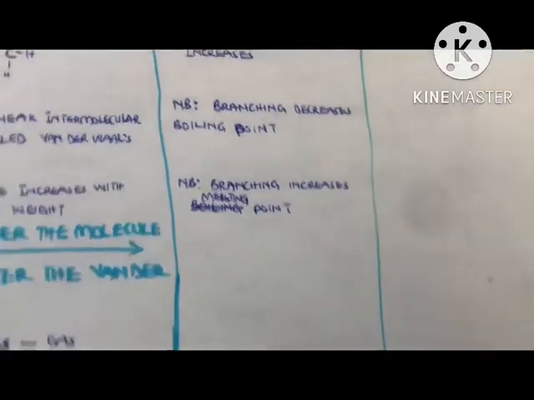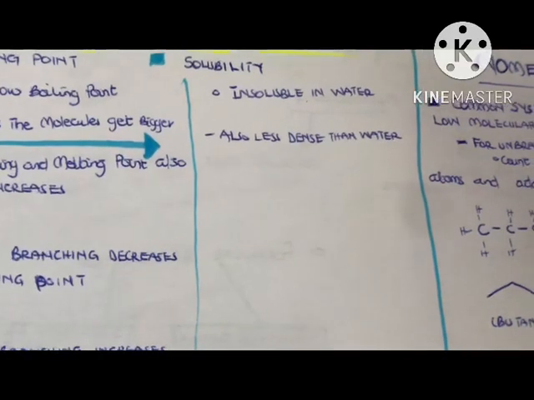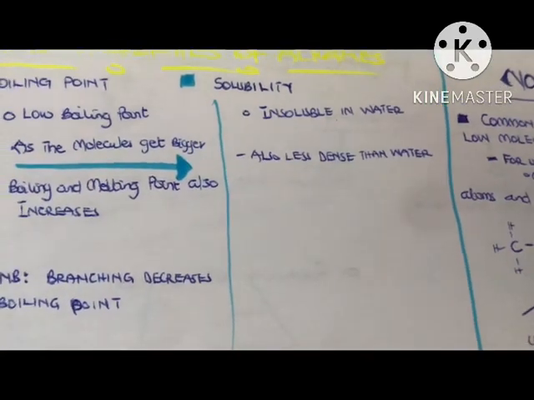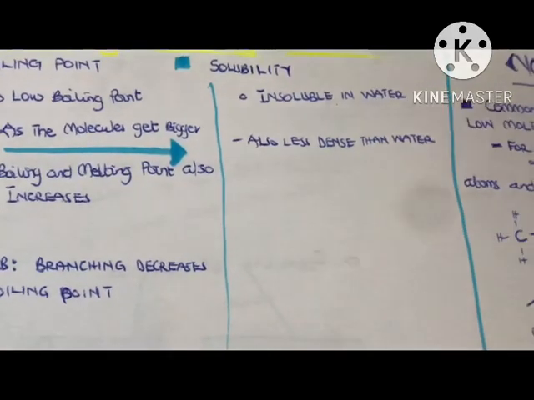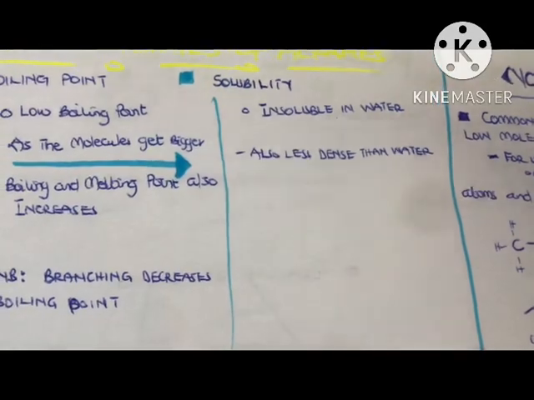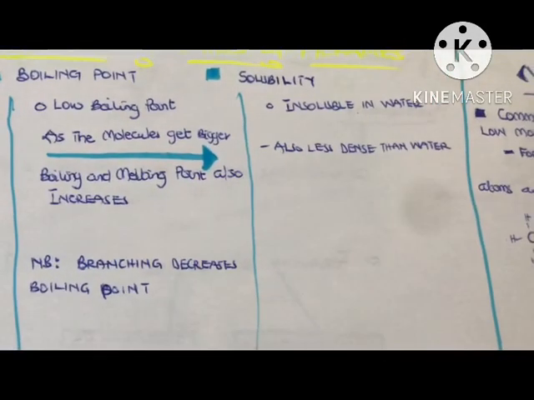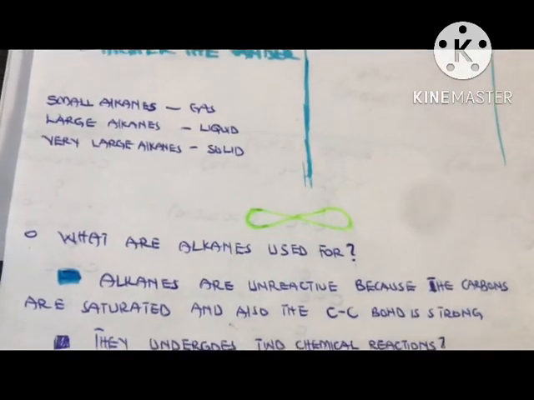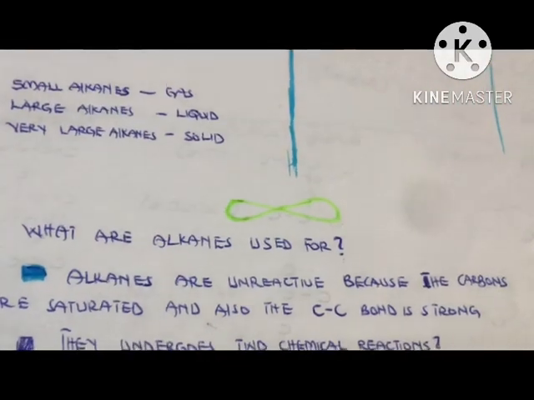You understand? Now let's look at solubility. Because alkanes are nonpolar and water is polar, alkanes are said to be insoluble in water, and they are also less dense than water, and because of that they float on water. You understand? Yes. Now I want to ask this question: what are alkanes used for?